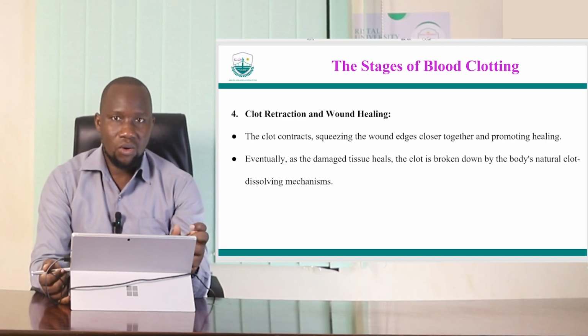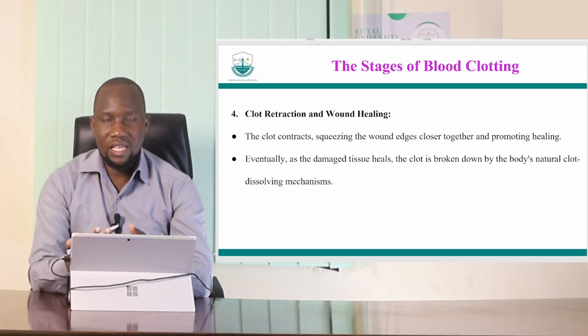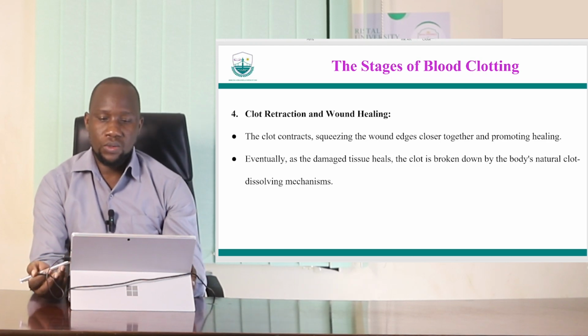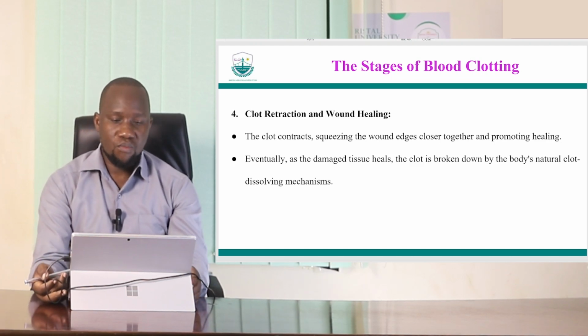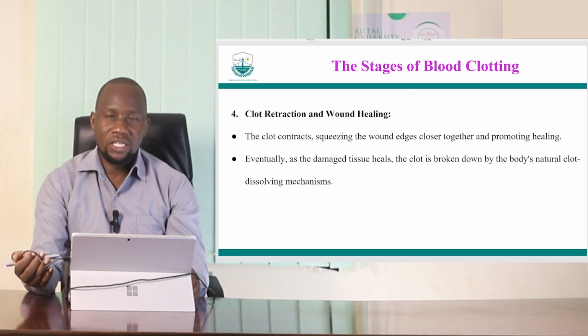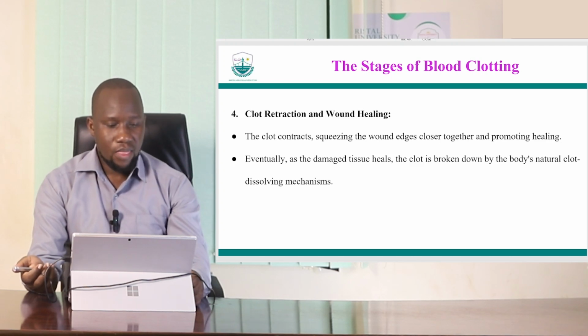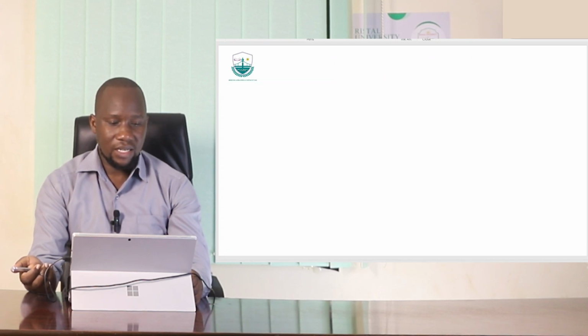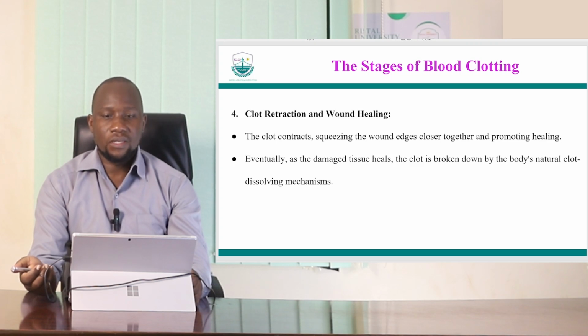This fibrin, this clot actually contracts, pulling the edges of the damaged blood vessel closer, and this promotes healing, and eventually the healing process will start to happen, where different cells will come to remodel that area, the tissues, and put down different mechanisms of what healing will happen. Okay, and then that is basically the retraction and the wound healing, which is basically the last part of this blood clotting process.